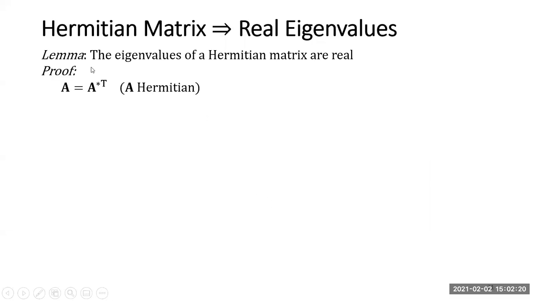Okay, this one we'll prove actually. Lemma: the eigenvalues of a Hermitian matrix are real. Because in general, when you solve the characteristic polynomial, you can get complex roots, right? A matrix can have complex eigenvalues. But a Hermitian matrix will only have real eigenvalues.